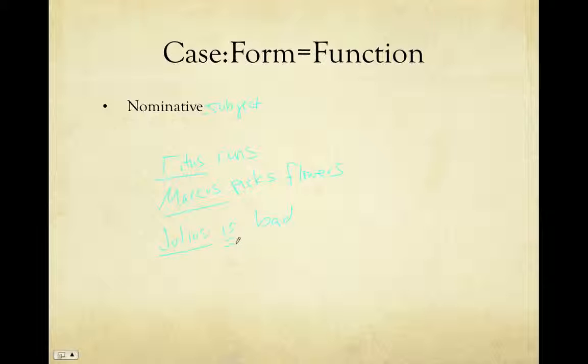He's the one who is being. But this sentence is unique because is a copulative. It's like a big equal sign. And so Julius is bad. Bad is also going to be nominative. We call this the predicate nominative.